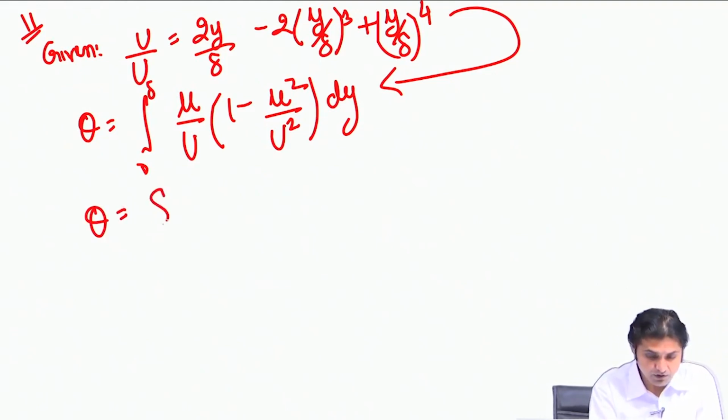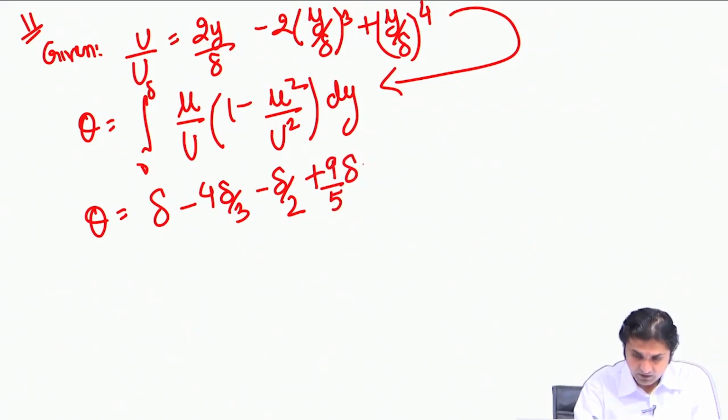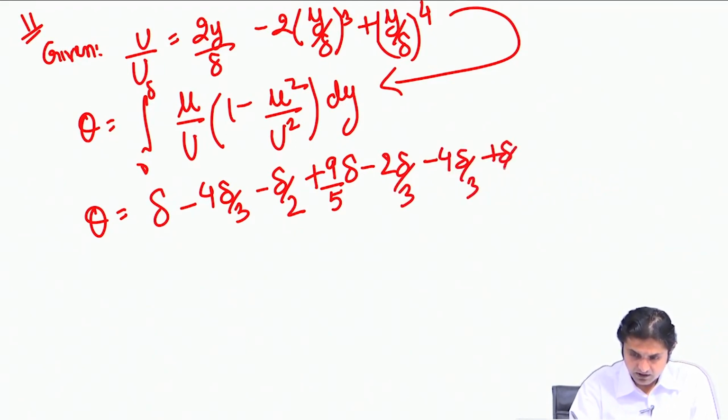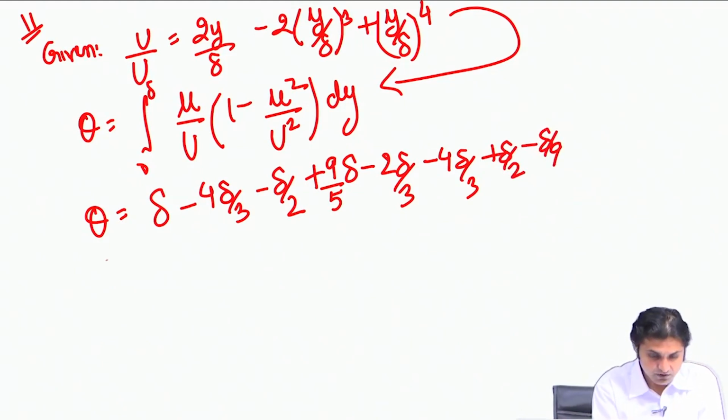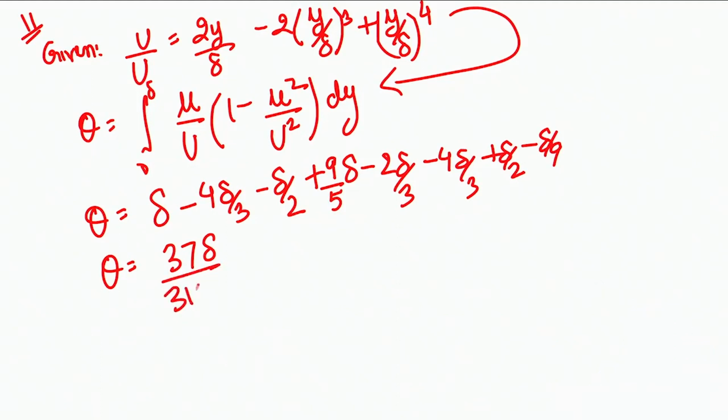And what you are going to obtain, I will just write down. There are many terms. So the first term will be delta minus 4 delta by 3 minus delta by 2 plus 9 by 5 delta minus 2 delta by 3 minus 4 delta by 3 plus delta by 2 minus delta by 9. Okay, so the momentum thickness that you are going to get is 37 delta by 315. All right.